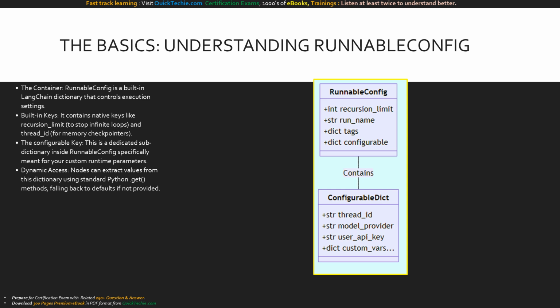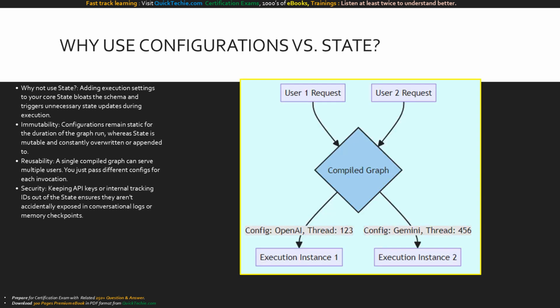This class diagram unpacks the runnable config object. At the top level, you see system-level attributes like recursion limit, run name, and tags. Inside it, we see the composition relationship to the configurable dictionary. This inner dictionary acts as a payload bay. It holds framework-required keys like thread ID for persistence, alongside completely custom variables like model provider or user API key that you define yourself. You might be asking, why not just add these settings to my graph state?